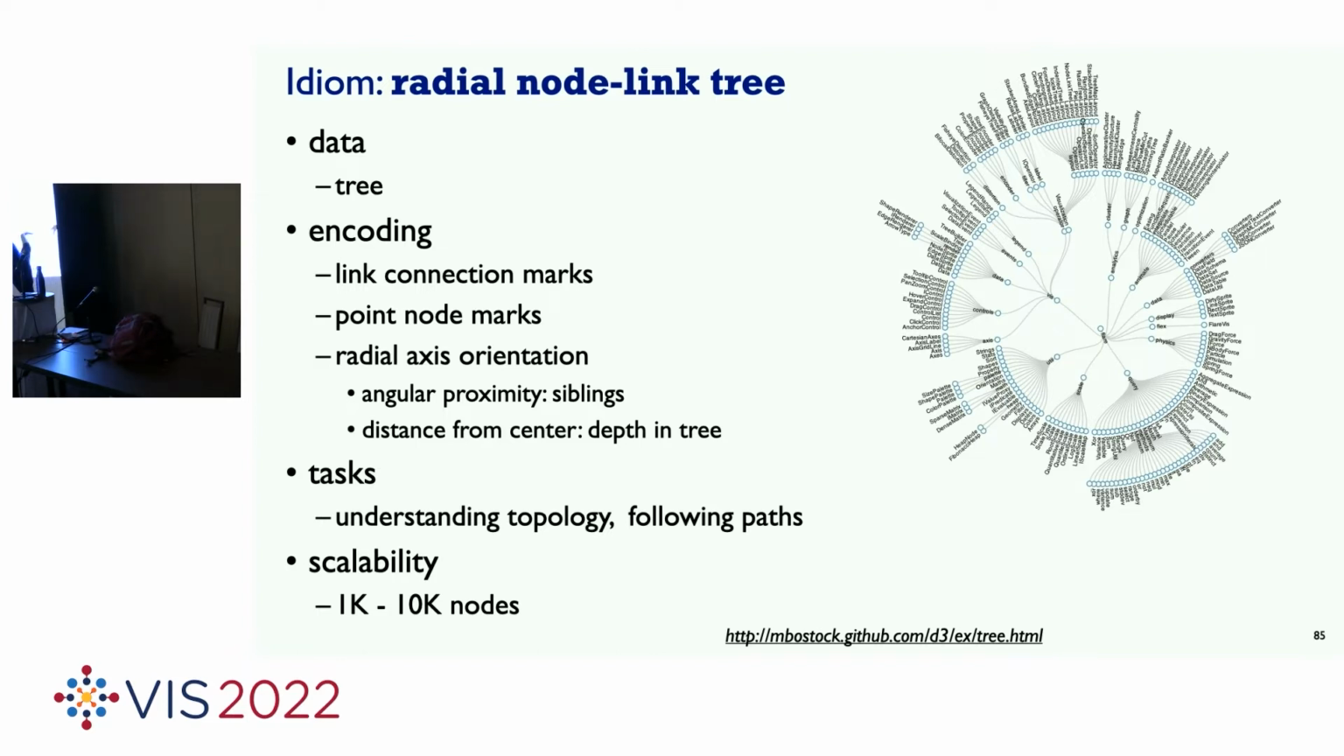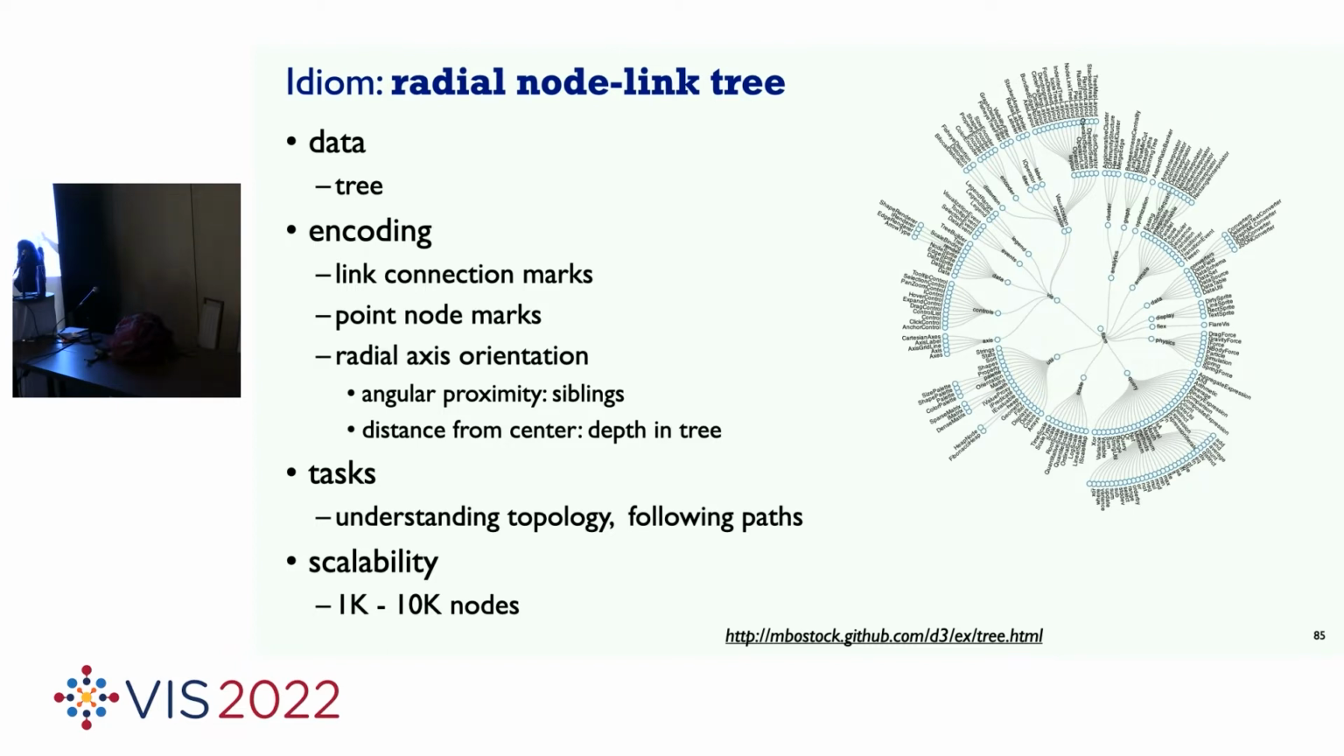So what have we got here? Well, same thing. We still have nodes and links. And we are showing the links as connection marks. We've got this radial orientation. Notice how we are directly encoding things like depth in the tree as distance from the center. Siblings are next to each other. So again, what task is this good for? Well, topological structure, path following.